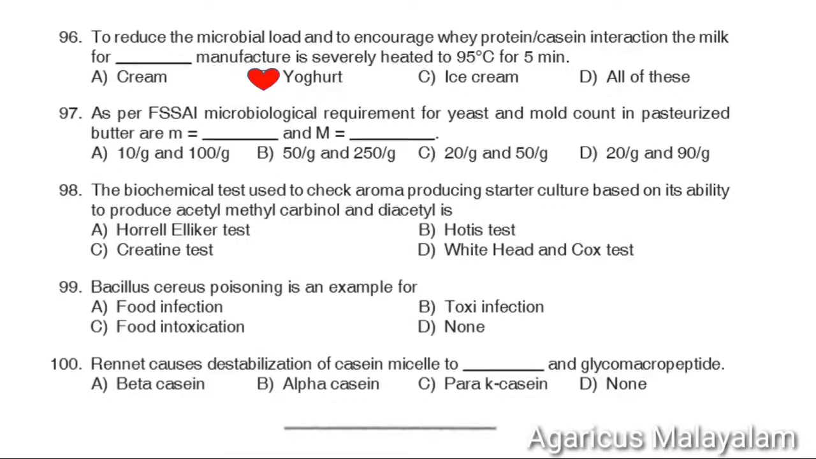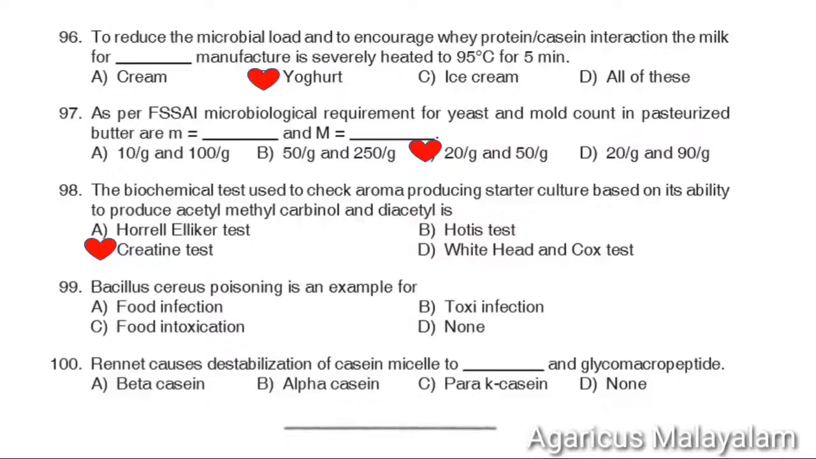Yogurt. 97. As per FSSAI microbiological requirement for yeast and mold count in pasteurized butter are. Correct answer is option C. 98. The biochemical test used to check aroma producing starter culture based on its ability to produce acetyl methyl carbinol and diacetyl is? Correct answer is option C.